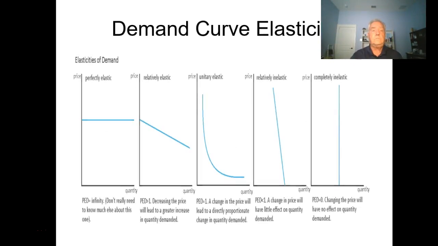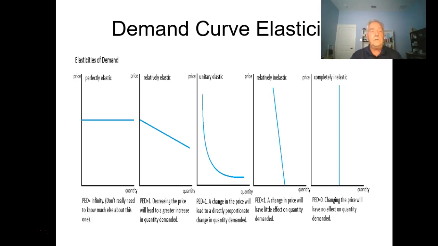Okay, demand curve elasticity. Let's take a look at it. There are many different versions of elasticity and many different shapes of curves. This is kind of an example of what it will always look like. Elasticity of demand, perfectly elastic, is a flat line, horizontal. And that flat line is similar to a very competitive market where lots of buyers and lots of sellers.